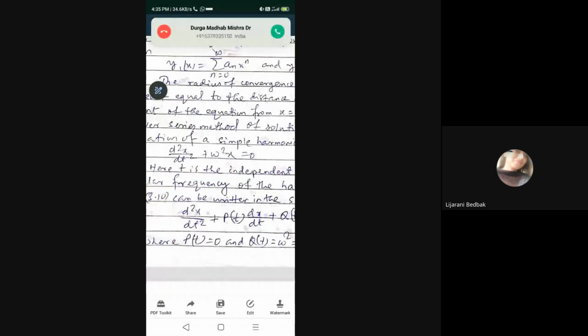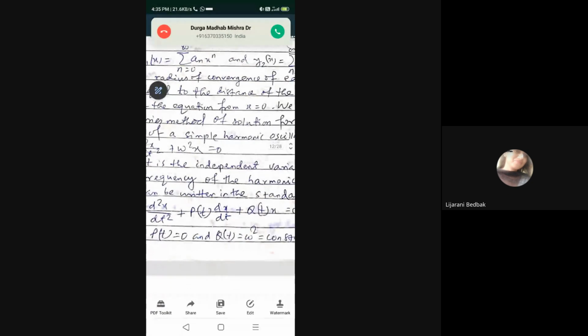d square x by dt square plus omega square x is equal to 0. So this can be written as d square x by dt square plus p(t) dx by dt plus q(t) x is equal to 0, where q(t) is equal to omega square and p(t) is equal to 0. So then we will have to solve it. Okay.